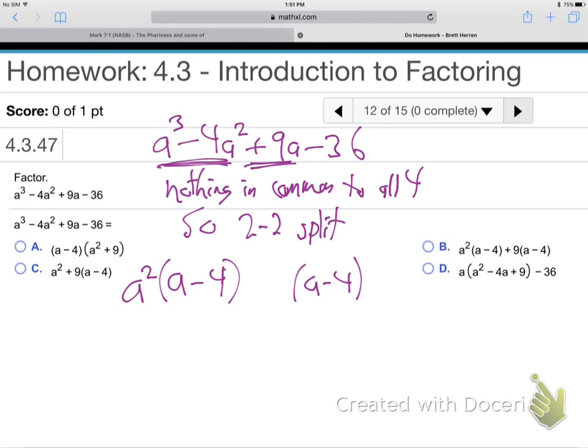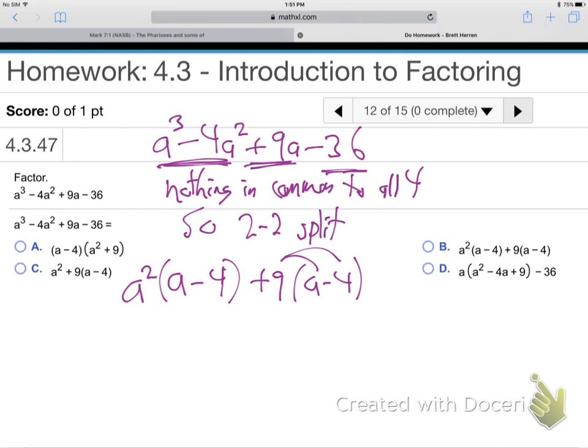Think, okay, I got to get a plus 9a, so it's got to be plus 9, doesn't it? Does that work? 9a, 9 times 4, 36. Yeah, sure enough. So that helped me out. I knew the parentheses. I just did the parentheses first on the back two because I knew the parentheses had to be the same. I'm not done yet.